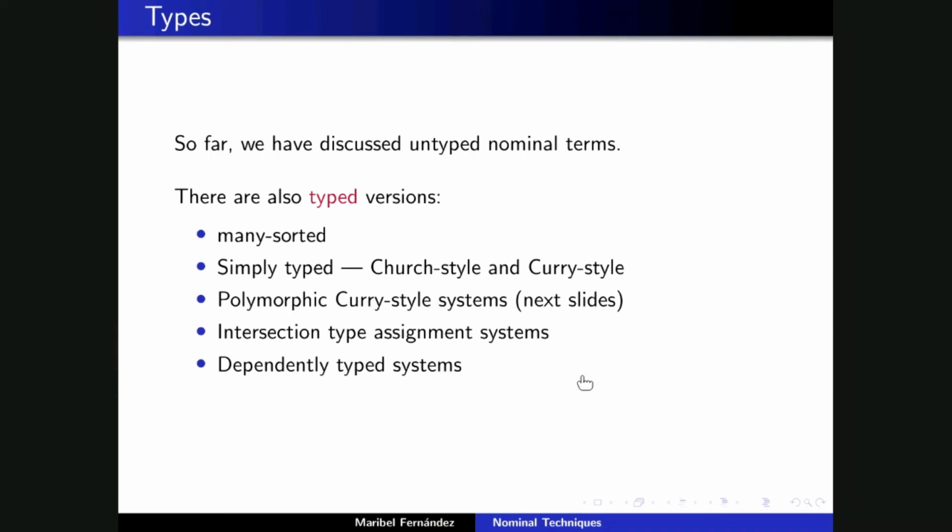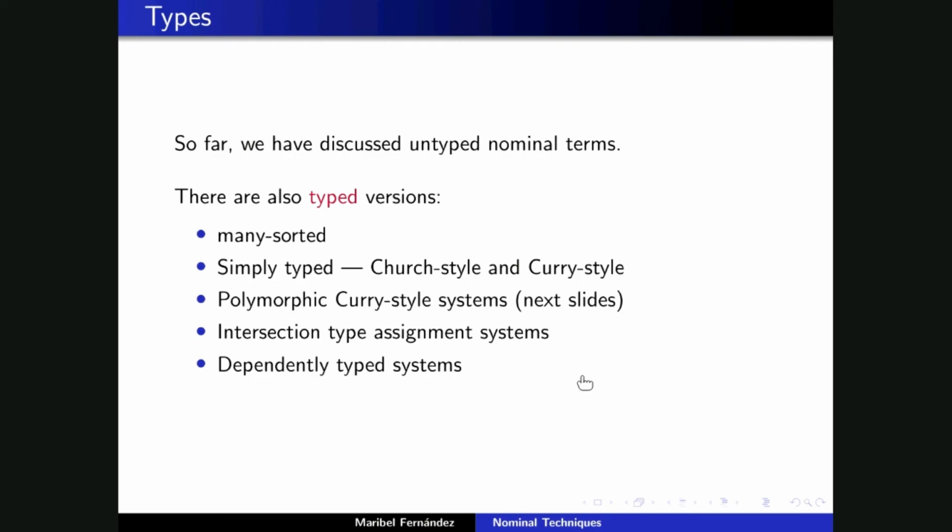So if we want to add types to these terms, we could actually use the techniques that are already known and either put a system with sorts. We could even put types of the kind that we have in the lambda calculus. So either a Church style simply typed system where we decorate everything with types, or a Curry style, which means that the syntax doesn't include the types, but we have an inference system to assign types to terms. We could even define a language where the types are polymorphic. This is the one I'm going to discuss next.